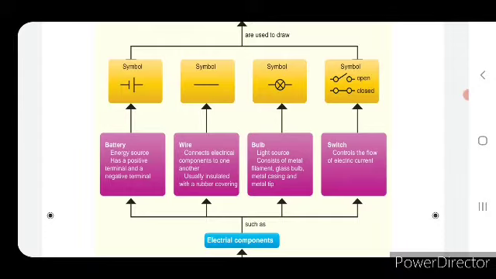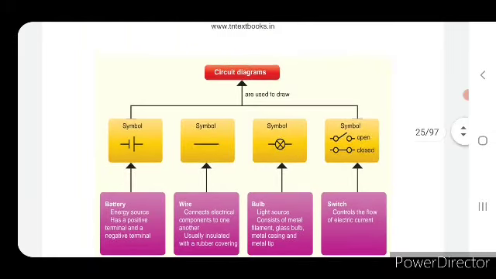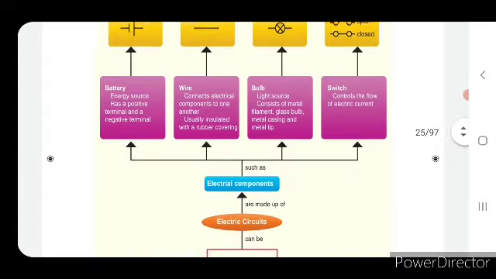The next one is the bulb, a light source consisting of a metal lead filament, glass bulb, metal casing and metal tip. The next one is the switch. A switch controls the flow of electric current. In this symbol, if it is open, the switch is in the off position. If it is closed, it is in the on position. These symbols are used to draw circuit diagrams.